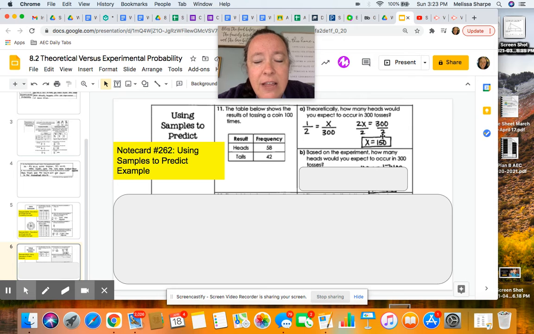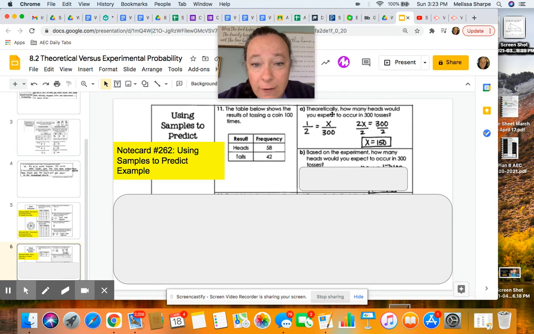But guys, listen, if you know the probability of getting a heads up is 50% and you're going to toss it 300 times, you would expect it to be heads up half the time. So 50%, 0.5, 1/2 of 300, which is 150. But based on this experiment, how many heads would you expect to occur in 300 tosses?